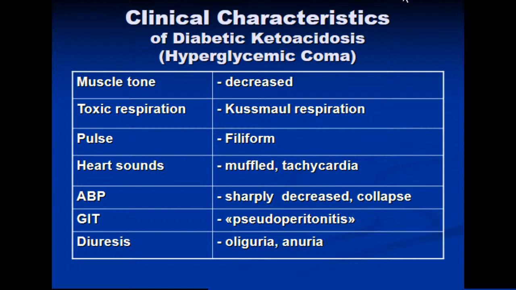Kussmaul respiration, pulse filiform, heart sounds muffled, tachycardia, arterial blood pressure sharply decreased and collapse. GIT system, symptoms of pseudoperitonitis, Blumberg syndrome. Diuresis, oliguria, sometimes anuria.